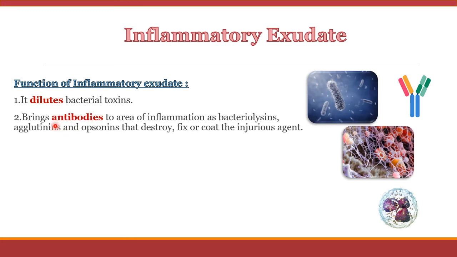The second function of the inflammatory exudate is bringing out antibodies along with the plasma proteins to the area of inflammation. These antibodies include bacteriolysins, agglutinins, and opsonins that are going to destroy, fix, or coat the bacteria. So all of these proteins or antibodies are coming out with the inflammatory exudate, and they are all going to work in some way on the bacteria and lead to its destruction or help its phagocytosis by coating, or opsonization, as we mentioned before. Immunoglobulin G is one of the popular opsonins.